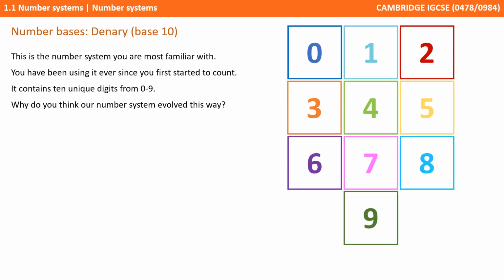So denary, or the base 10 number system, is the number system which you will be most familiar with. It's the one that you've been learning ever since you were a small child, ever since you first started to count. It contains just 10 unique digits, 0 through to 9, hence why it's known as base 10, because there's 10 unique digits available. Now, incidentally, why do you think our number system has evolved in this way?